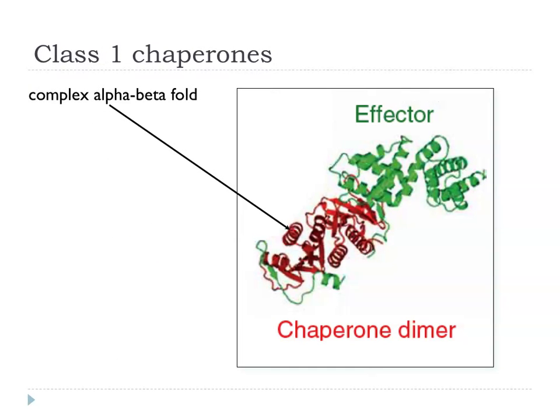So when we look at the class 1 chaperones, we have this complex alpha-beta fold, which is conserved between different chaperones in this class. So the sequence similarities actually can be quite hard to identify in some of these, but we do at least have some models now of how these chaperones are binding to the effectors, binding as dimers to one component of the effector, typically towards the N-terminus of the effector. There's a chaperone binding domain there.